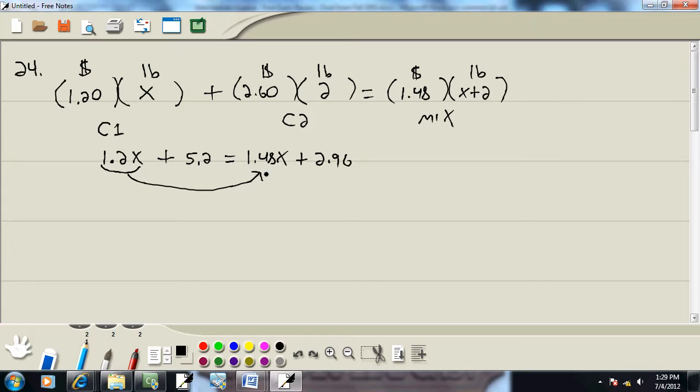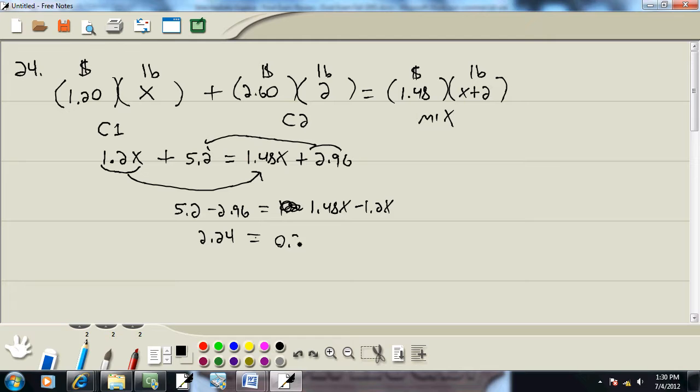I'm going to take this 1.2x over here, and take 2.96 over here. It's 2.96 and 1.48x minus 1.2x. Take anything across the equals, the sign changes. 2.24, 1, 2, 1, 4. Okay, that looks right. And I'm not very good with decimals, so I apologize here. 0.24, I think. 0.28.